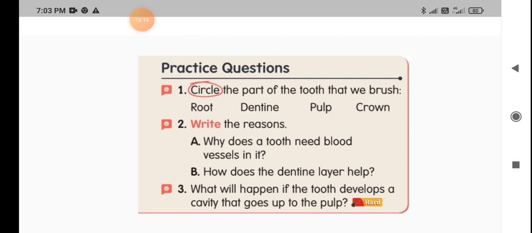Thank you. And in the next class, we'll discuss how to take care of your teeth. What should you do to keep your teeth healthy? We'll discuss in the coming class.